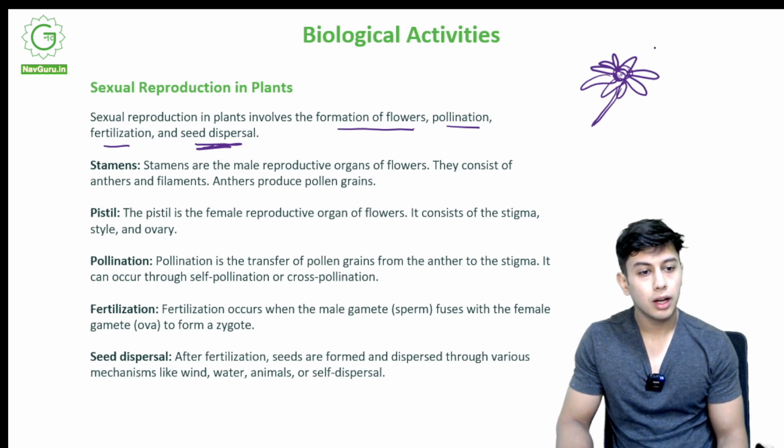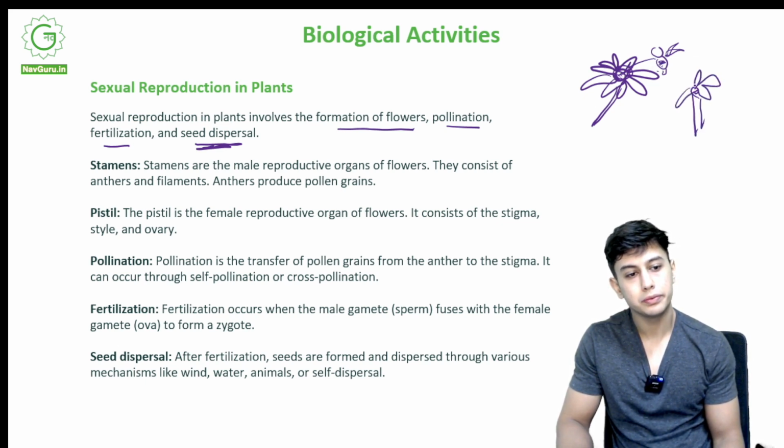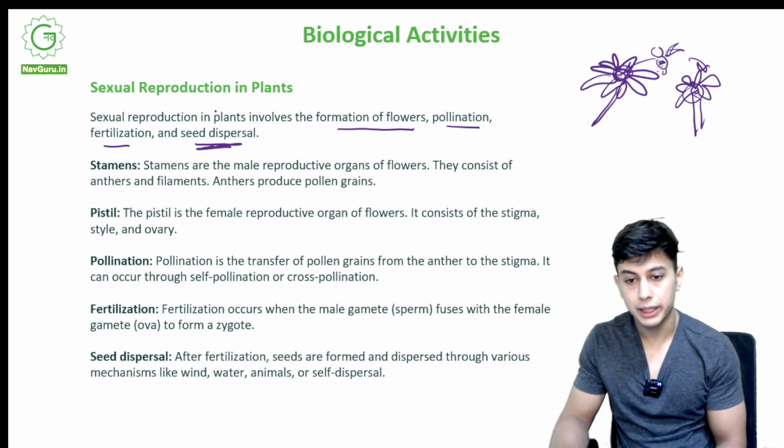Okay, an insect or a honeybee will come, it will sit on it, these pollen grains will get attached to its body, and when it goes to the flower of another plant, these pollen are transferred again. So this is sexual reproduction. But let's get into the detail.